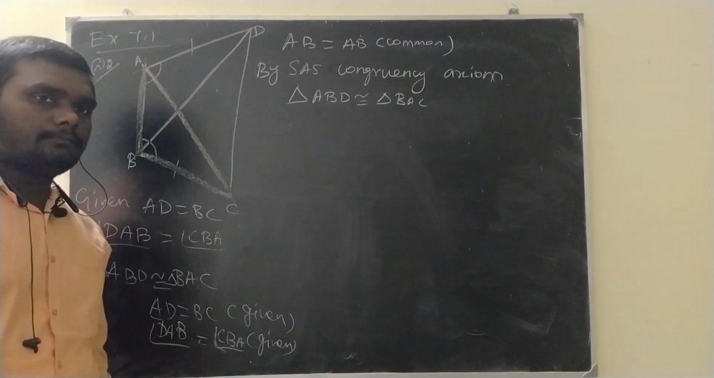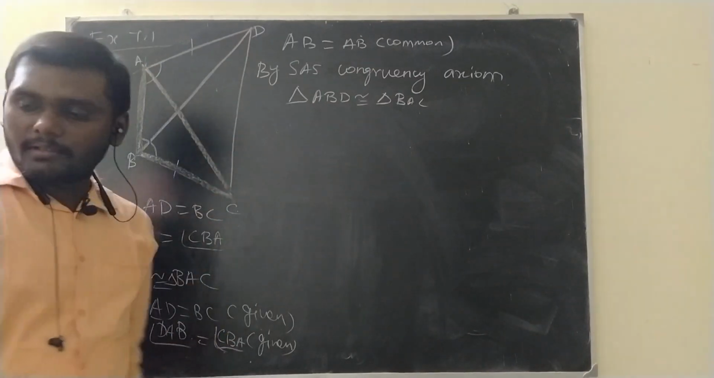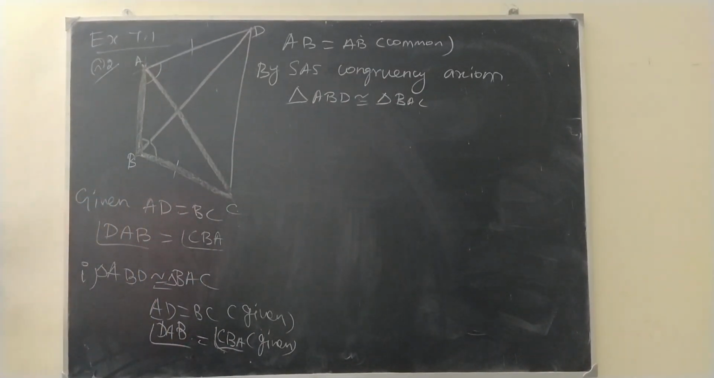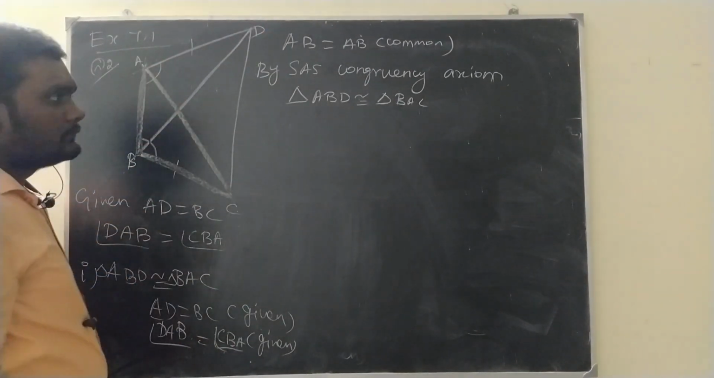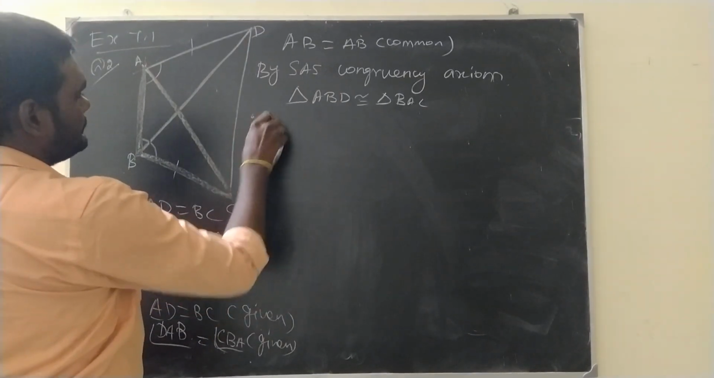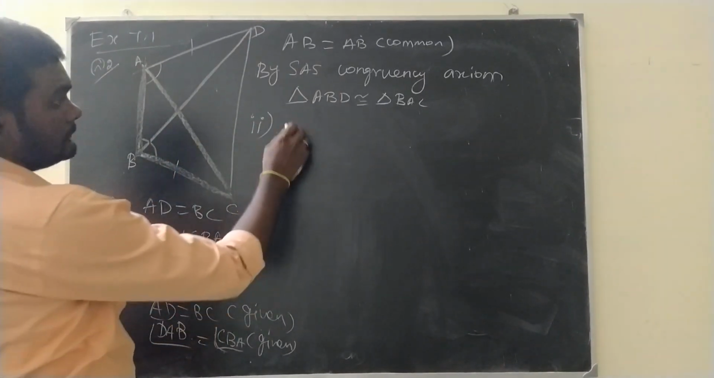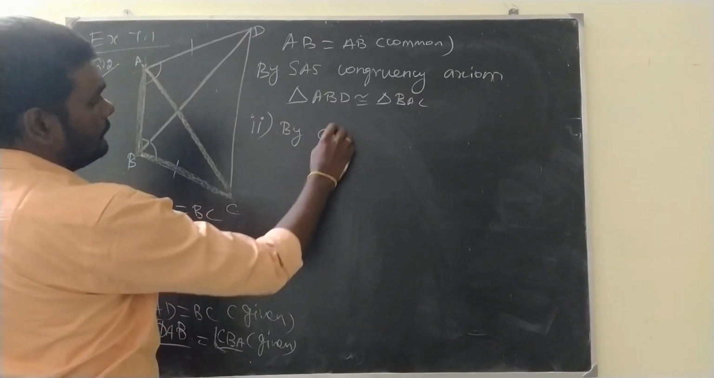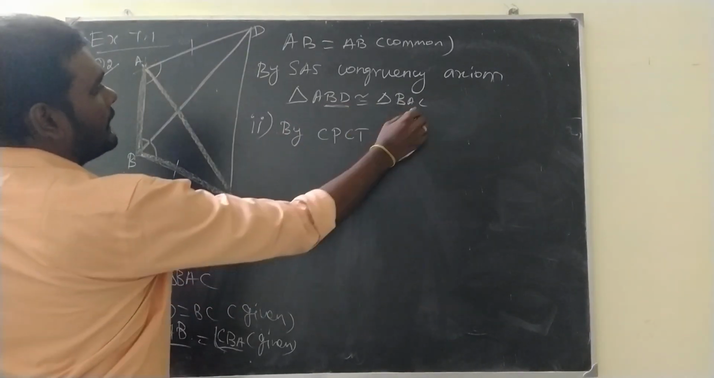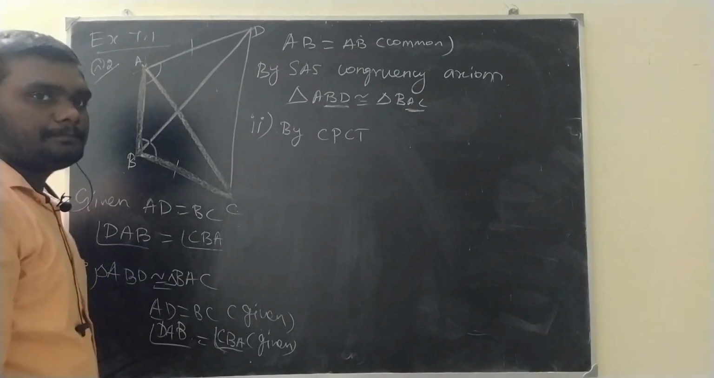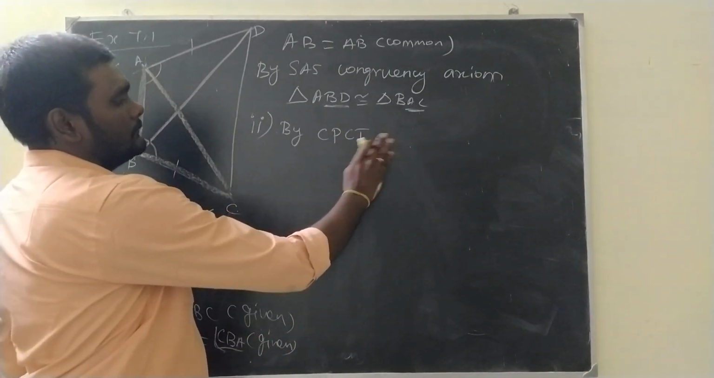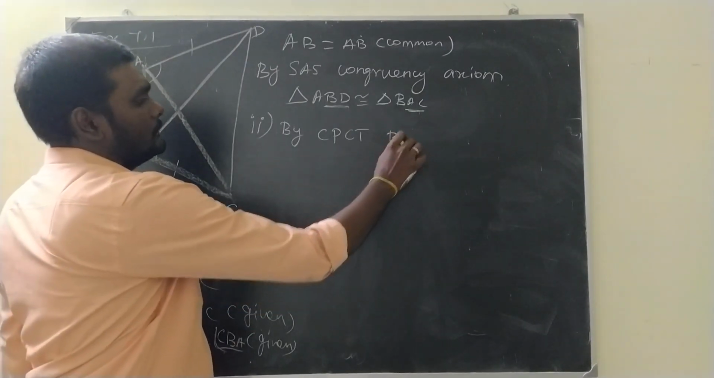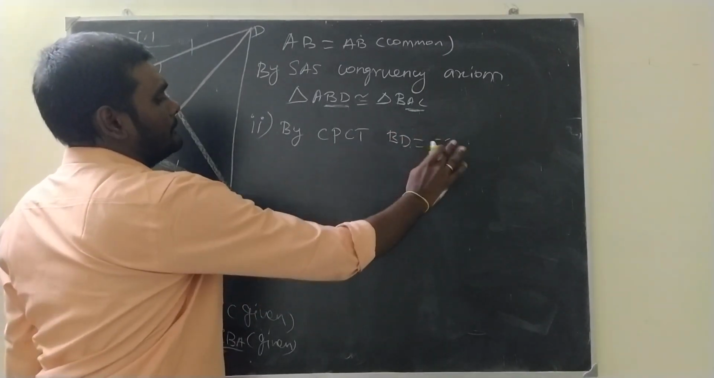And then the second subdivision. What do we need to prove in the second subdivision? BD is equal to AC. How can we prove that? By CPCT. See, BD equals AC. By CPCT, we can say BD equals AC.